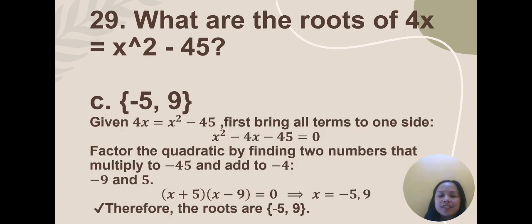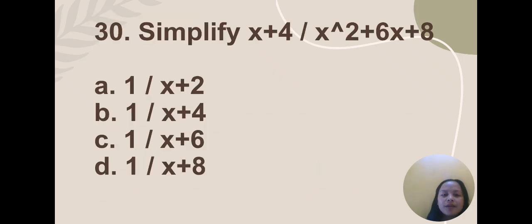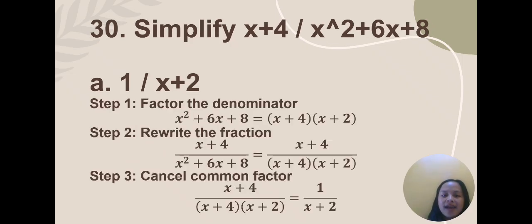Alright, as you can see, the answer is letter C, negative 5 and 9. For item number 30, simplify (x + 4) over (x squared + 6x + 8). Alright, the answer is letter A, 1 over (x + 2).